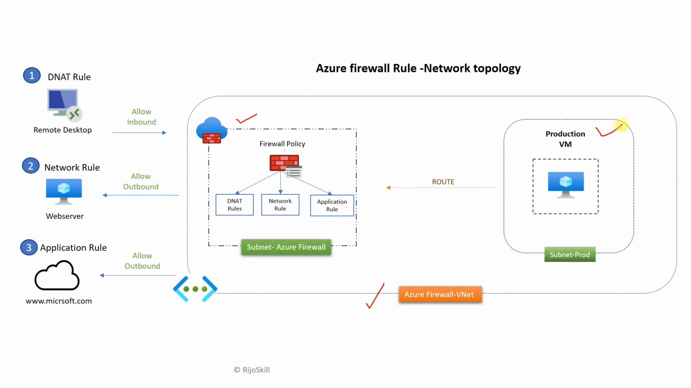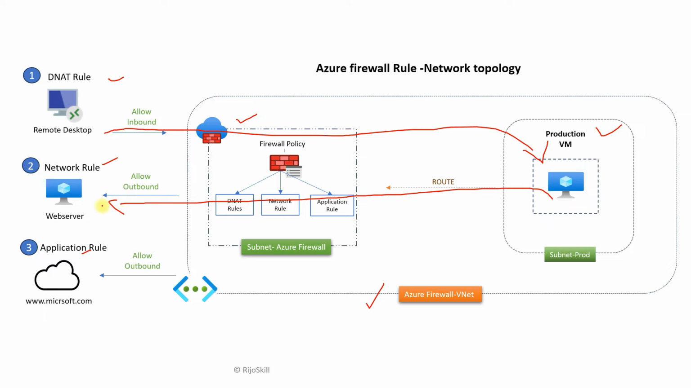Then I just make one production VM. So I am implementing a DNAT rule, a network rule, and an application rule. For the DNAT rule, I need to connect through remote desktop to my production VM from the public network. And then I plan to do the network rule. For the network rule, the production VM needs to connect to an outside web server.